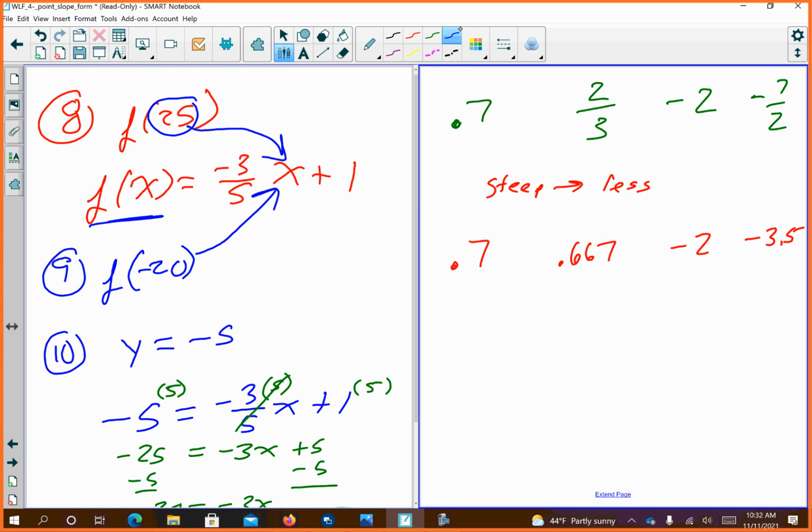Okay? So you look at your largest value, not worrying about our negative sign. So this is the most steep line. This is the number 1 steepness. If I would go down 3.5 and right 1, that's giving us the steepest.